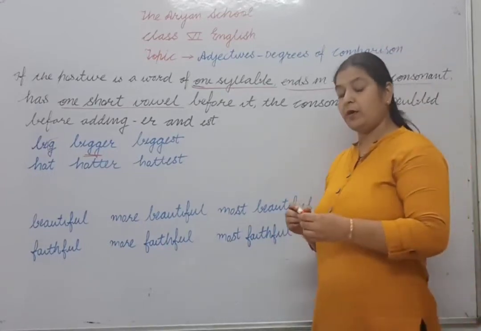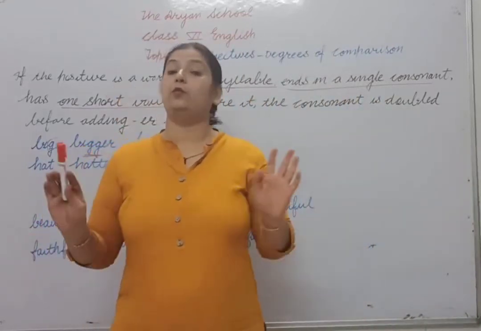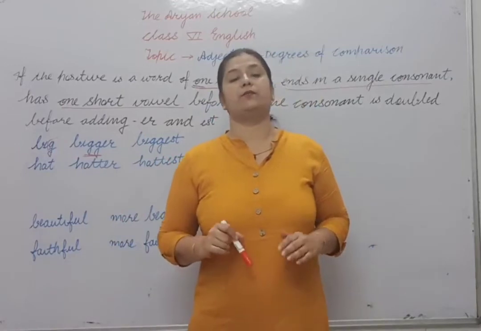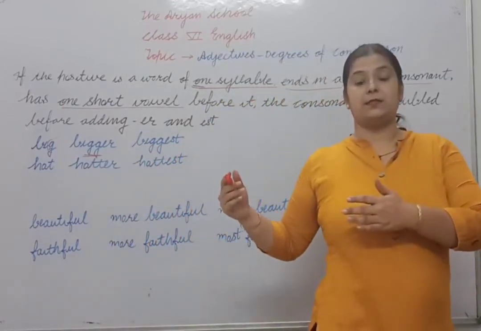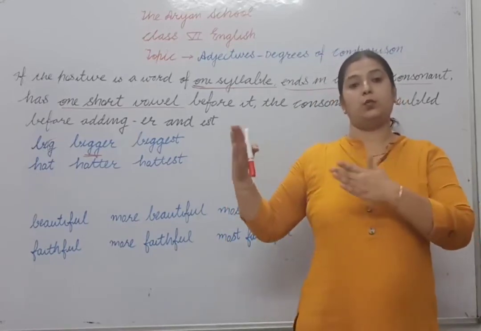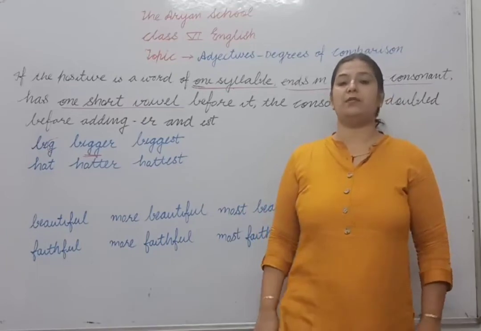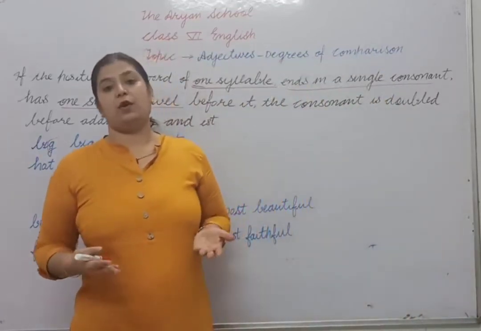Right? Some more degrees of comparison are there that do not follow any rules and regulations, but still they exist. For example, little, less, least; good, better, best; bad, worse, worst. These are some examples. There we do not follow any rule, but they exist in the comparison of degrees.